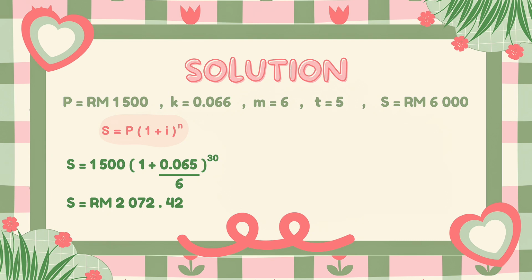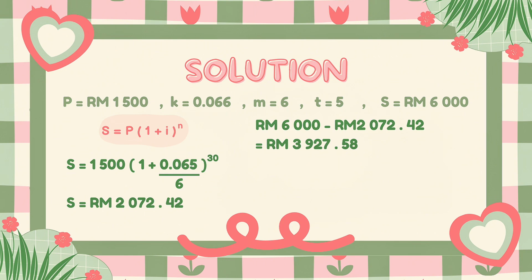Next, we know that Rahman's final goal is 6,000 ringgit at the end of the 5-year period. We need to determine how much of that amount must come from the second deposit in order to reach the target. So, the target amount minus the value of the first saving, we will get 3,927.58 ringgit. This amount is the future value of the second deposit after it is compounded for 2 years.